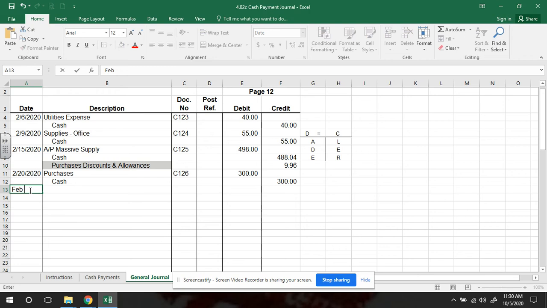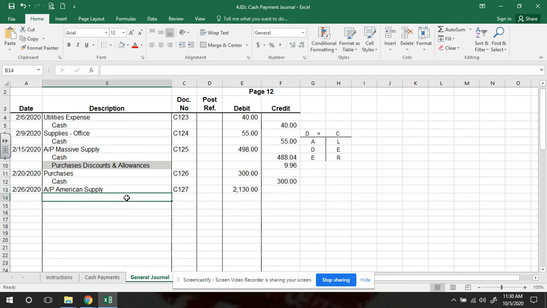The next one says February 26th. And this one we're paying on account to American Supply because we owe them money. This time it's check 127 and we owe them $21.30. We paid cash. It's a credit to cash, $21.30.